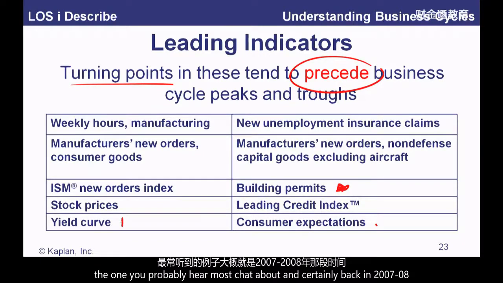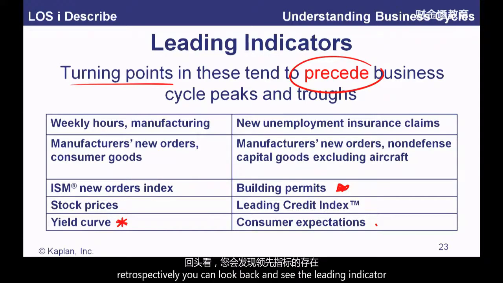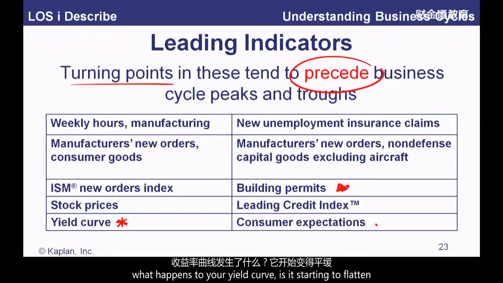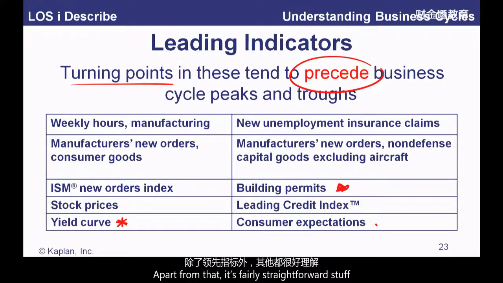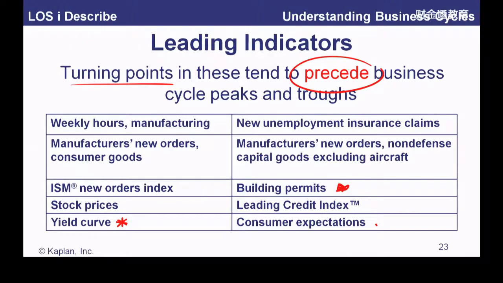The one you probably hear most chat about, and certainly back in 07, 08, retrospectively, you can look back and see that it was a leading indicator. What happens to your yield curve? Is it starting to flatten? People will say that's the best indicator that we might be heading into a trough. Apart from that, it's fairly straightforward stuff.